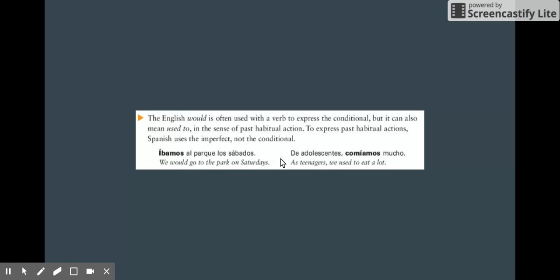Another difference between English and Spanish here is that the "would" in English, when referring to a habitual past action, is not used as a conditional, but instead as the imperfect. Remember that the imperfect and the preterite are both simple past tenses. The preterite is used when you have a definite beginning and end, and the imperfect when it's a past habitual action, when there's no definite beginning or end. One thing that could be confusing is when in English we say, "we would go to the park on Saturdays." That's expressing a habitual action and not the conditional tense. So make sure you know the difference between those.